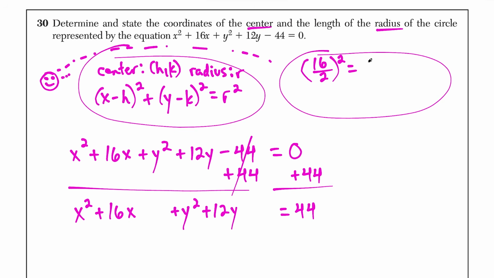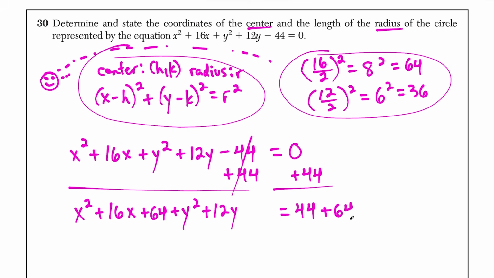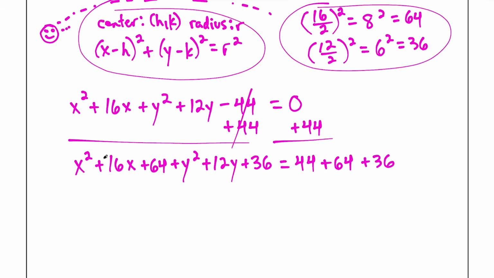So we're going to have 8 squared, and this is equal to 64. And then my next b term is 12. I'm going to take half of 12 and then square this. So this is going to give us 6 squared, which is equal to 36. So for this first part here, I'm going to add 64, but whatever I add to the left side, I have to do the same thing to the right side. And then to take care of this second piece here, I'm going to add 36. But if I add 36 to the left side of the equation, I have to add 36 to the right side of the equation. So now we just simplify this here.